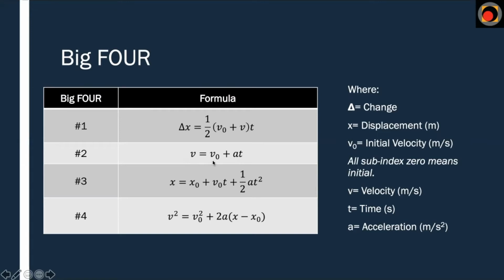Big Four number three will tell us the position. Check how this is changing position or changing displacement, and this X is simply displacement, okay? So Big Four number three will tell us the position of a particle at the exact time. Finally, Big Four number four relates velocity with acceleration and change in position. Look, final X minus initial X. This is also called delta X, change in position.